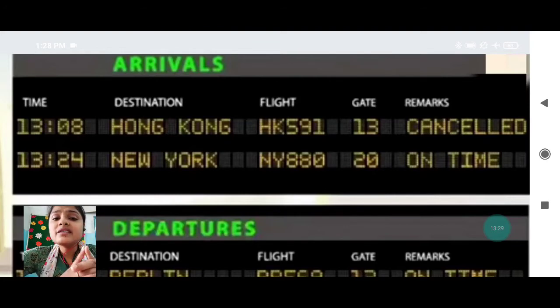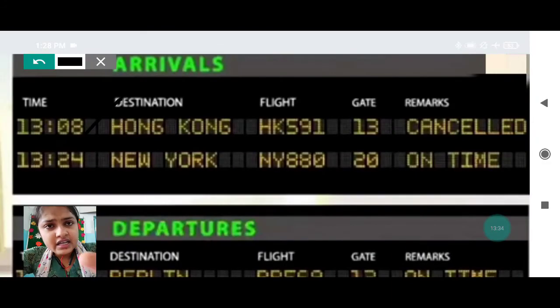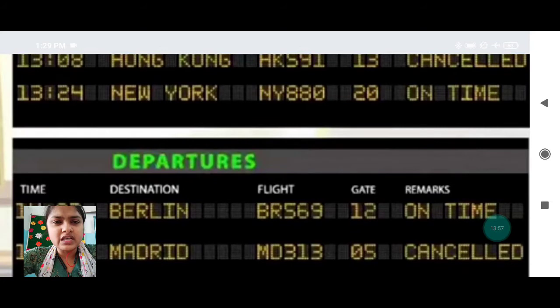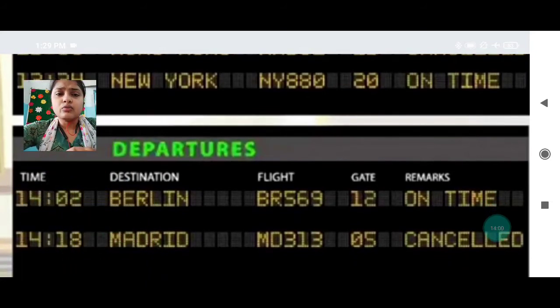They are written in 24-hour clock. You can see 13:08 for Hong Kong, the first one I am talking about, the destination Hong Kong. It means 8 minutes past 1. In the same way, 13:24 means 24 minutes past 1. These types of timings we mostly see at railway stations and airports.